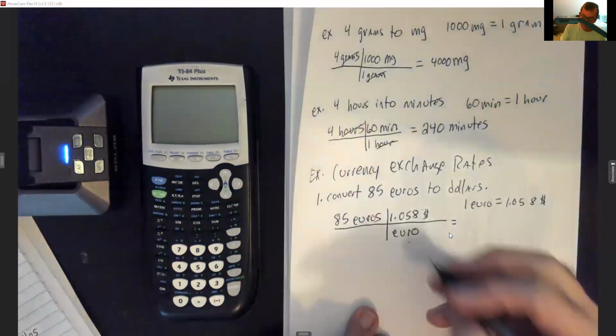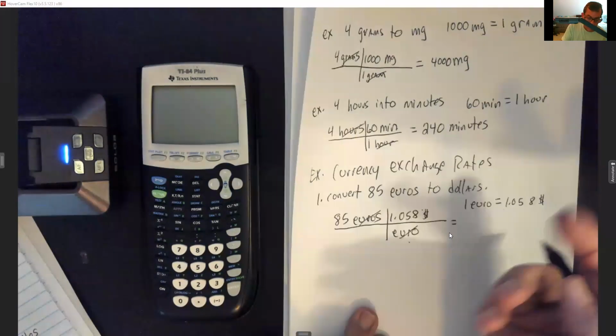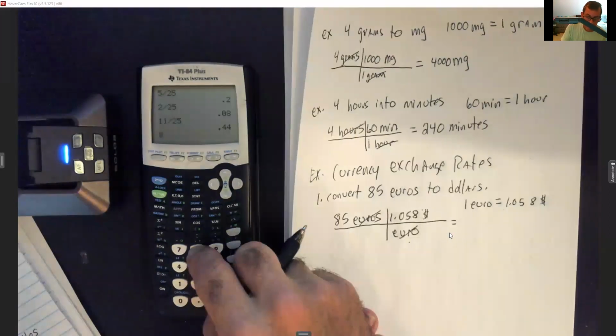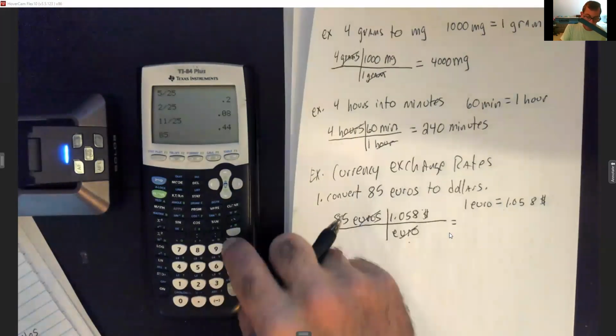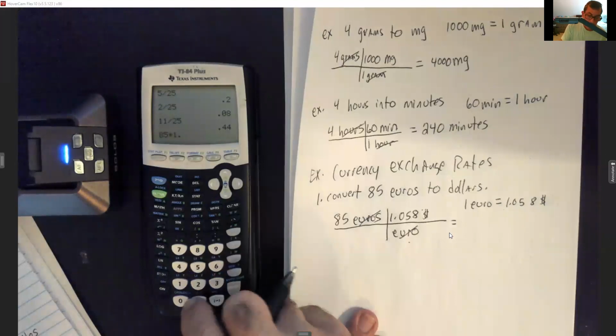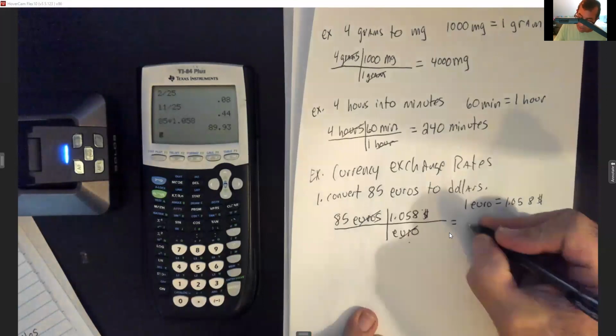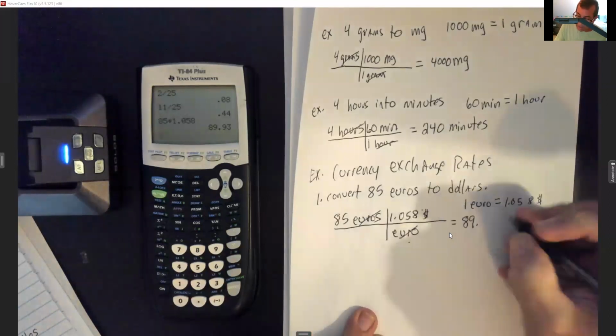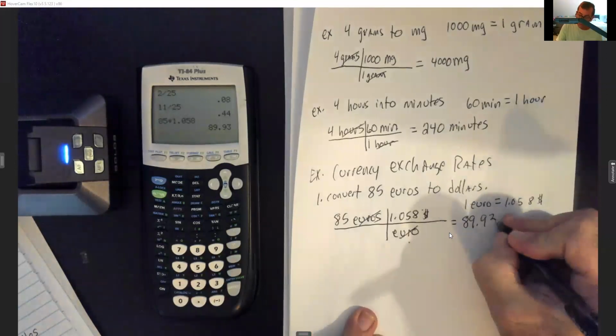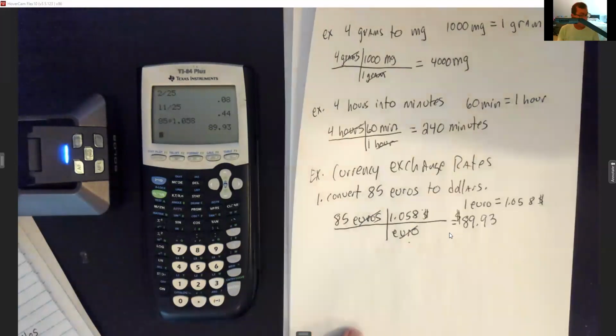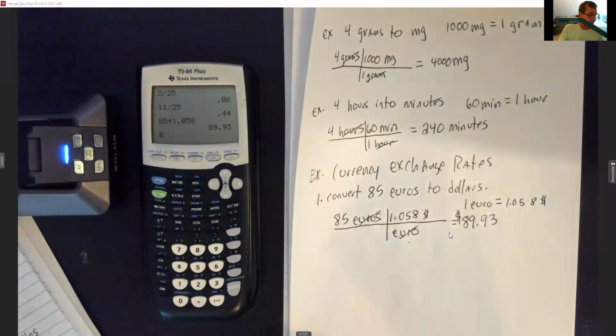All right, so watch this. Euro cancels, and all I got to do on this calculator is figure out what 85 times 1.058 equals, and that's going to give me $89.93 left in my units of dollars.